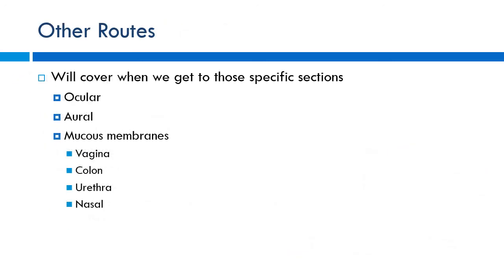Okay, some other routes, we will cover these as they come up, and the actual drugs we'll talk about. So for instance, when we talk about glaucoma, we'll talk about ocular administration of drugs. There's otic administration of drugs, which means where? Into the ears, perfect. And then there's a lot of mucous membrane administration we can do, so things like the vagina, urethra, nasal administration. We'll talk about those specific instances as they come up and as they become relevant.